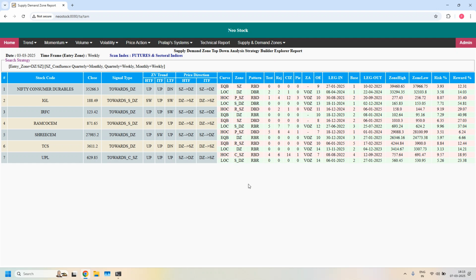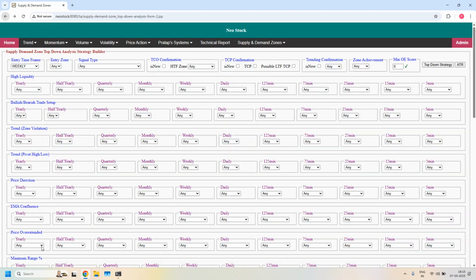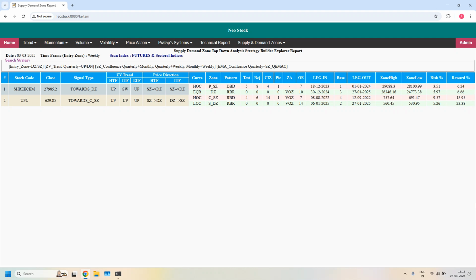That's why we are looking into quarterly supply zones having quarterly EMA confluence. In the EMA confluence filter at the quarterly time frame, I am setting the option quarterly supply zone having quarterly EMA confluence. And the trend on the quarterly time frame should not be sideways. It can be up or down. With these filters, we got only 2 stocks.